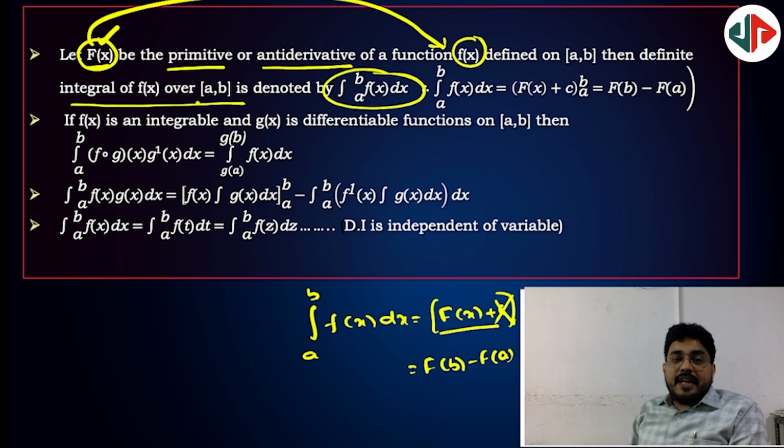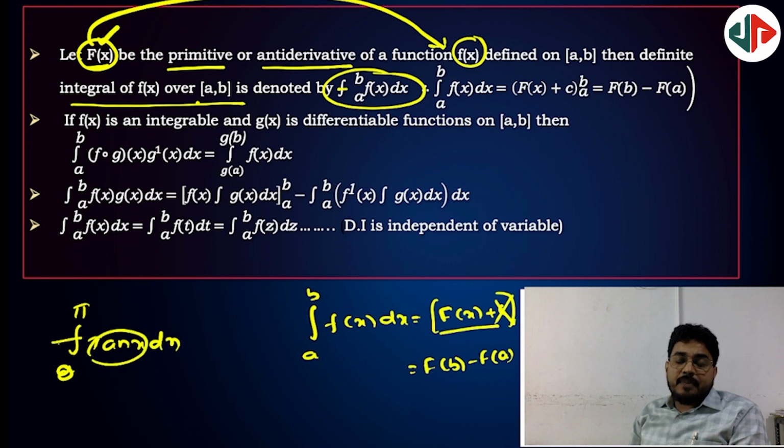Next, when you are taking the integral a to b, the function has to be continuous. For example, in a to b, if f of x is discontinuous at a point in between, for example integral 0 to pi tan x dx, tan x is not continuous at pi by 2. So I need to take 0 to pi by 2, then we'll go with pi by 2 to pi.